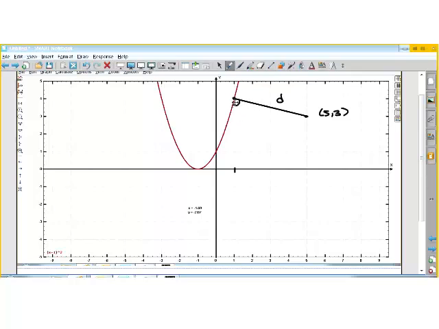And one thing you'll also notice is that this is a right angle. It's not a coincidence. So the minimum distance between a curve and a point is going to be at a 90-degree angle between the two points.